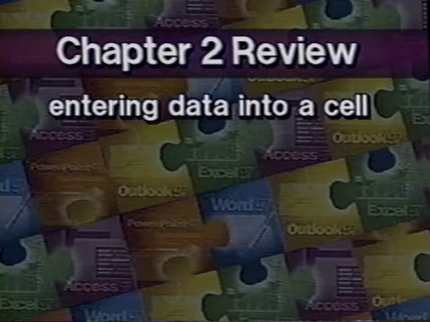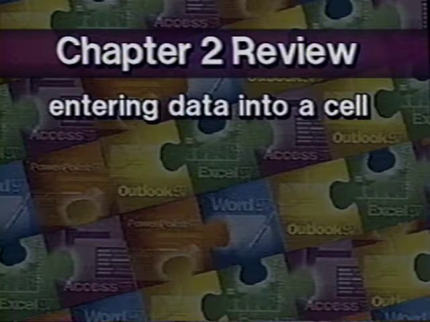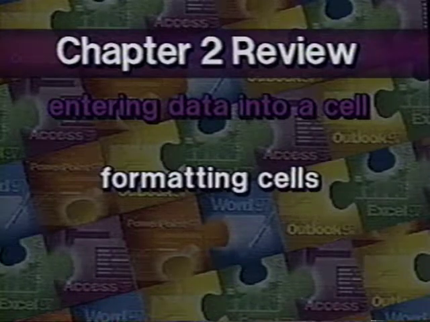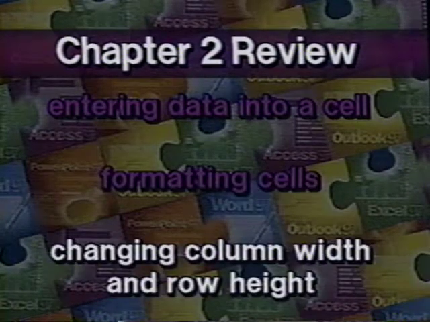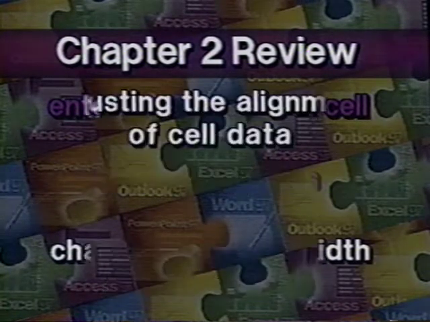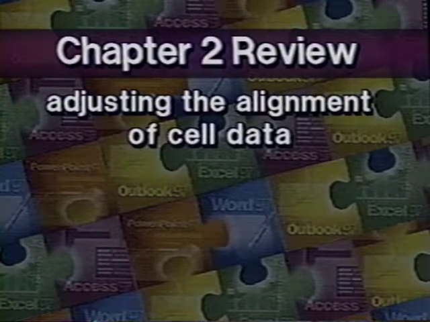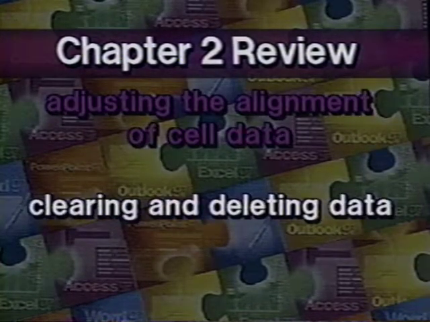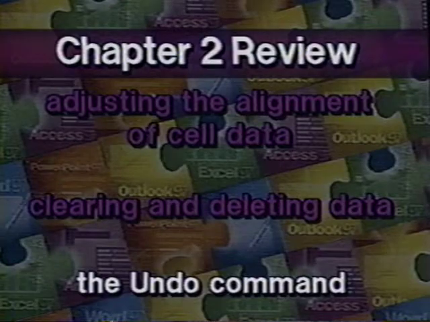In this chapter, we entered data into cells of a worksheet. Then we formatted cells using Excel's number formats. We changed both column width and row height. We also adjusted the alignment of the data in the cells. Finally, we cleared and deleted data, and then we used the Undo command.